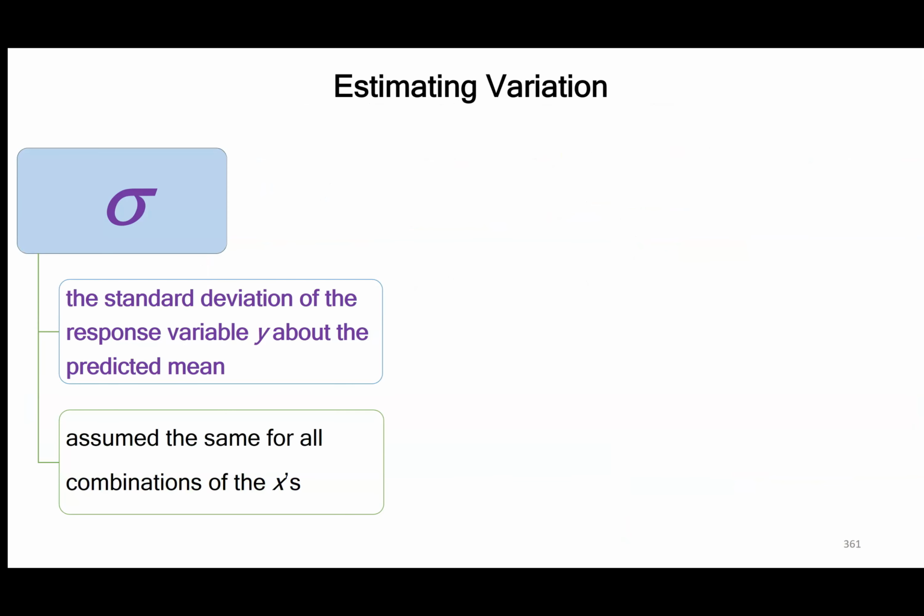So, estimating variation. We talk about sigma. It's how spread out the observations are around that line. So it's the standard deviation of the response variable about the predicted mean. It's really asking, how spread out are all of the observations around the line? And we do assume that it's the same for all values of x. So if we're looking at the body fat percentage example, for low daily activities, medium daily activities, high daily activities, we're imagining that the spread around the line is roughly the same.